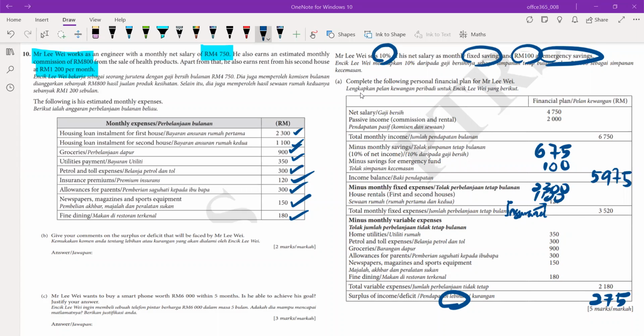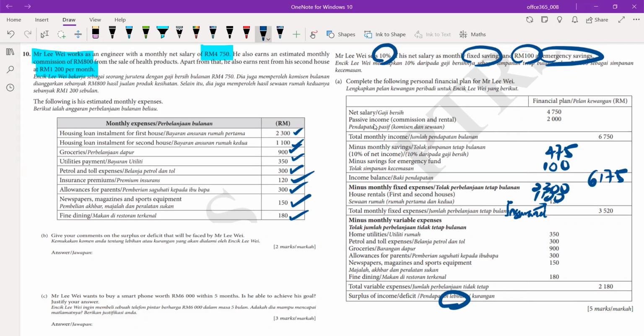So the question says net salary, the monthly salary supposed to... Oh yeah, correct. So this minus the net income, this one 6750, this one should be 475 from the net income. Then this one have to double check. This one wrong already. So that means 6750 minus 475 minus 100. Correct. This will be 6175.